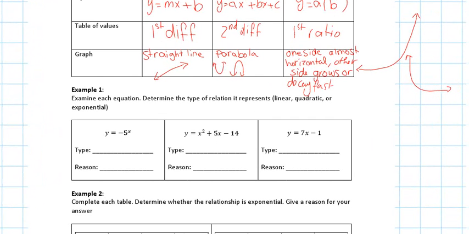Now it's going to be linear, quadratic, or exponential. You're going to have to figure out, looking at the equation or at the graph or at the table of values, which one of the 3 it is. If you look at the first one, you have y equals negative 5 to the power of x. What do you think that is? Linear, quadratic, or exponential? Exponential. Why is it exponential? What's the exponent? It's exponential because your degree or your power is the variable. Exponent: variable.